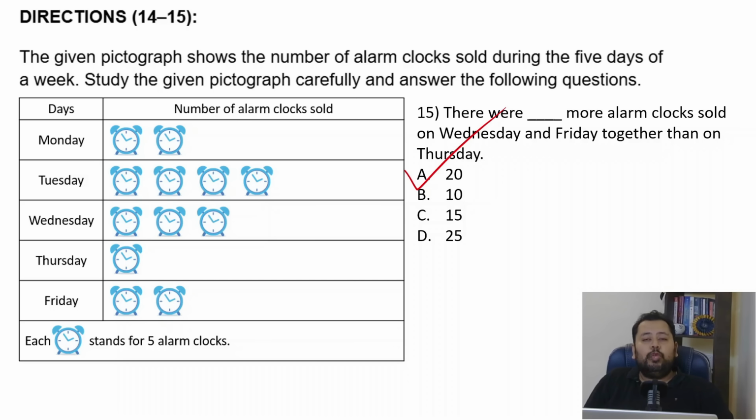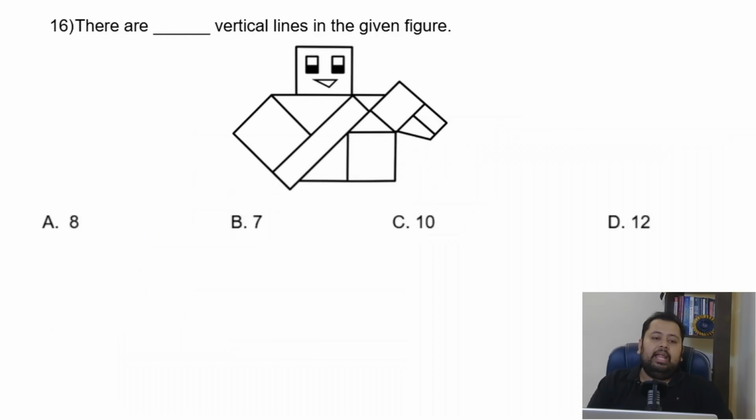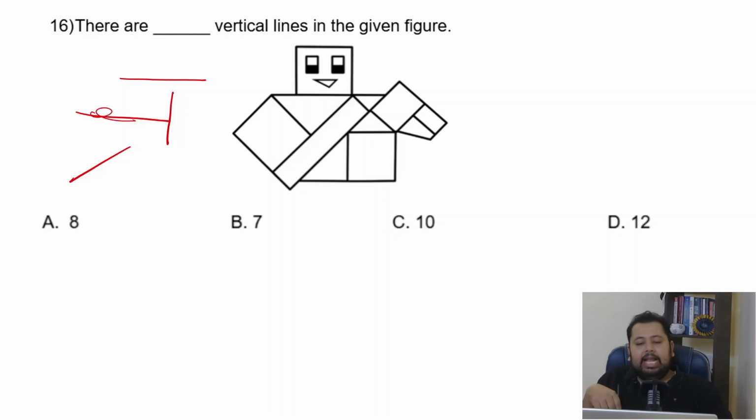And now we move to question number 16, right? There are dash vertical lines in the given figure. So you have to find out how many vertical lines. This is a horizontal line. Sorry, this is a horizontal line. This is a vertical line, and this is a slanting line. So how many vertical straight lines do you see in the given figure? Pause the video, solve it first, and then look at the solution.